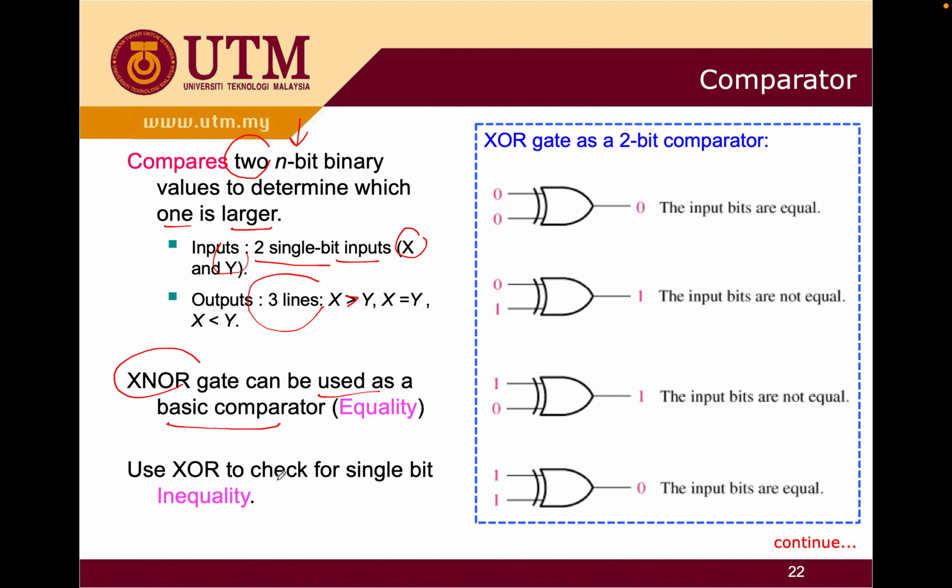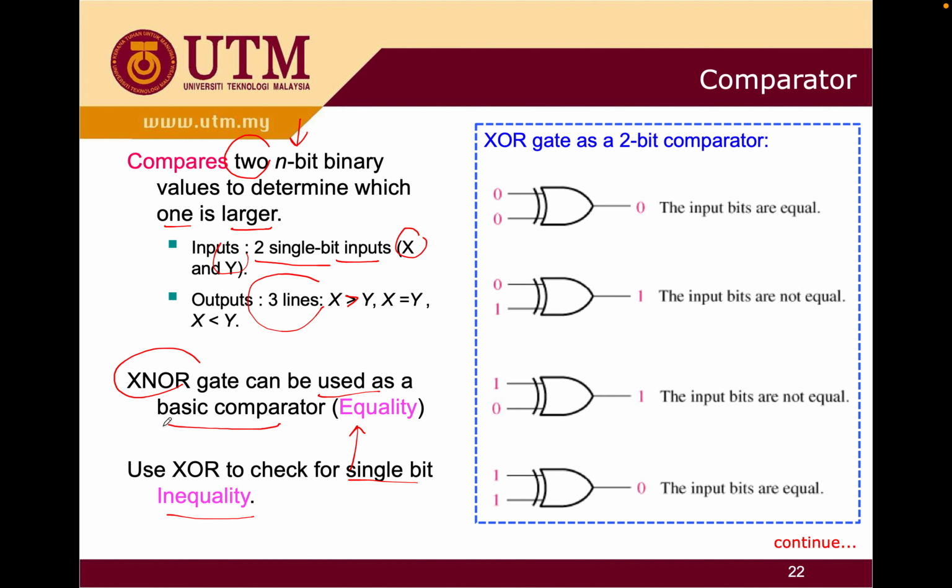Use XOR to check the single bit inequality. So you can see whether it is equal or not for XOR. But for XNOR, it is equal, which is what we want to compare, and XOR is for a single bit inequality. Okay, here there is an example.